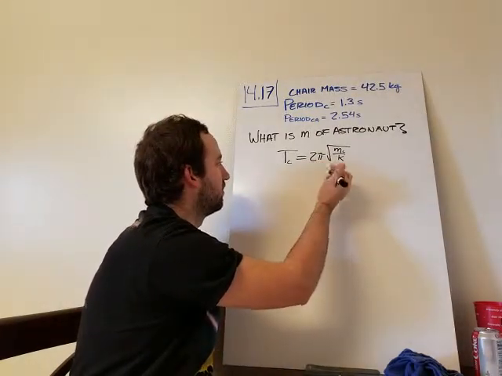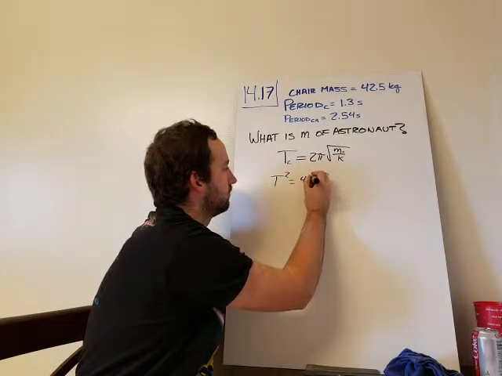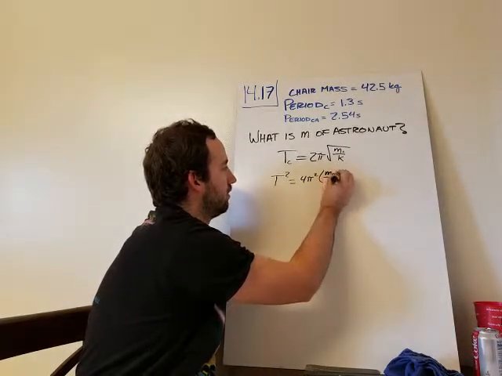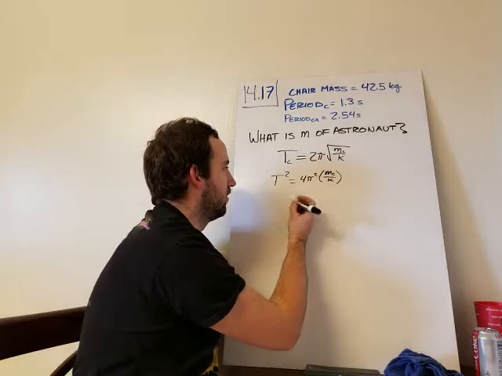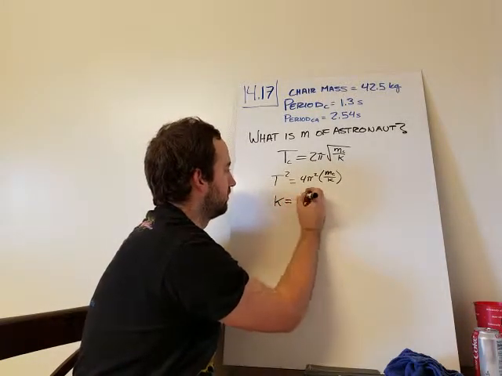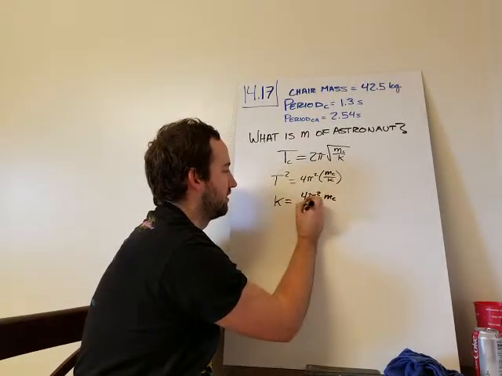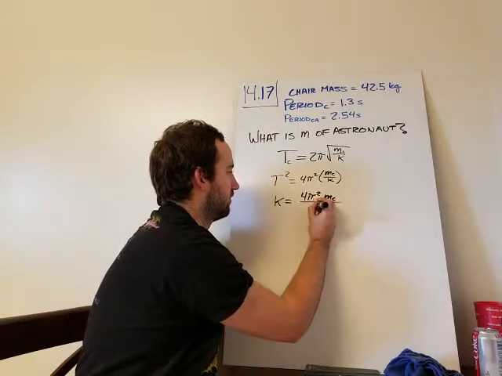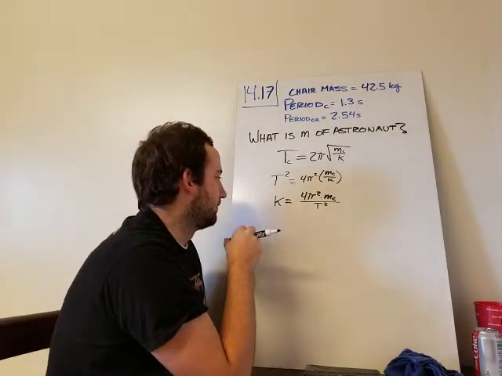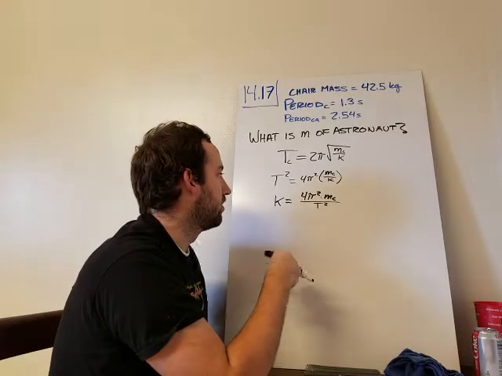So anyway, we'll start out by squaring everything. And then what we'll end up with is K is going to equal 4 pi squared times the mass of the chair over T squared. Now that we have solved for the spring constant, we can just plug in the values that we know.